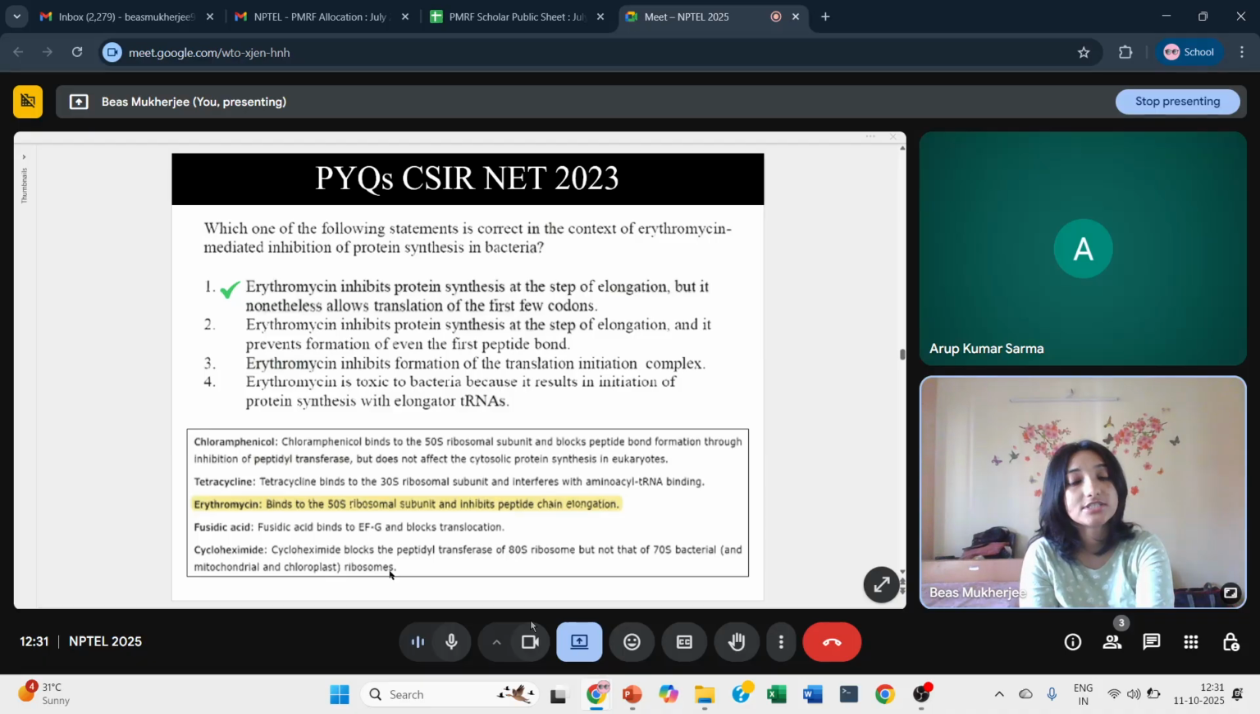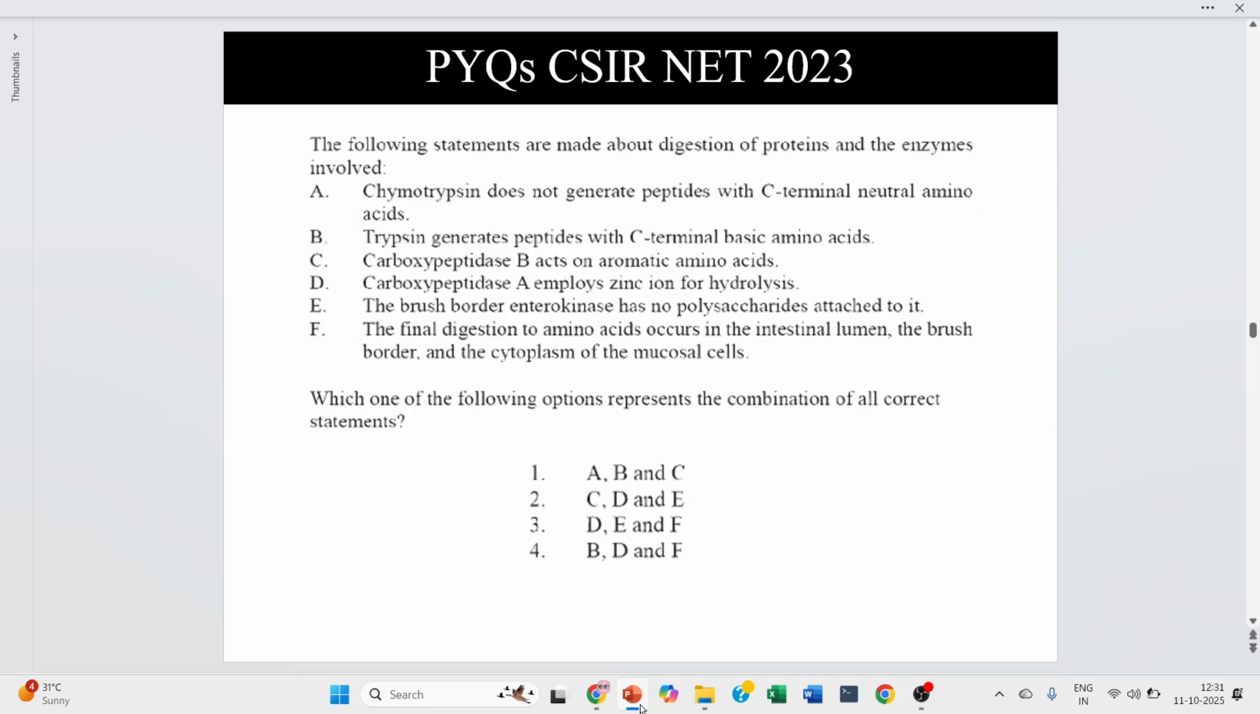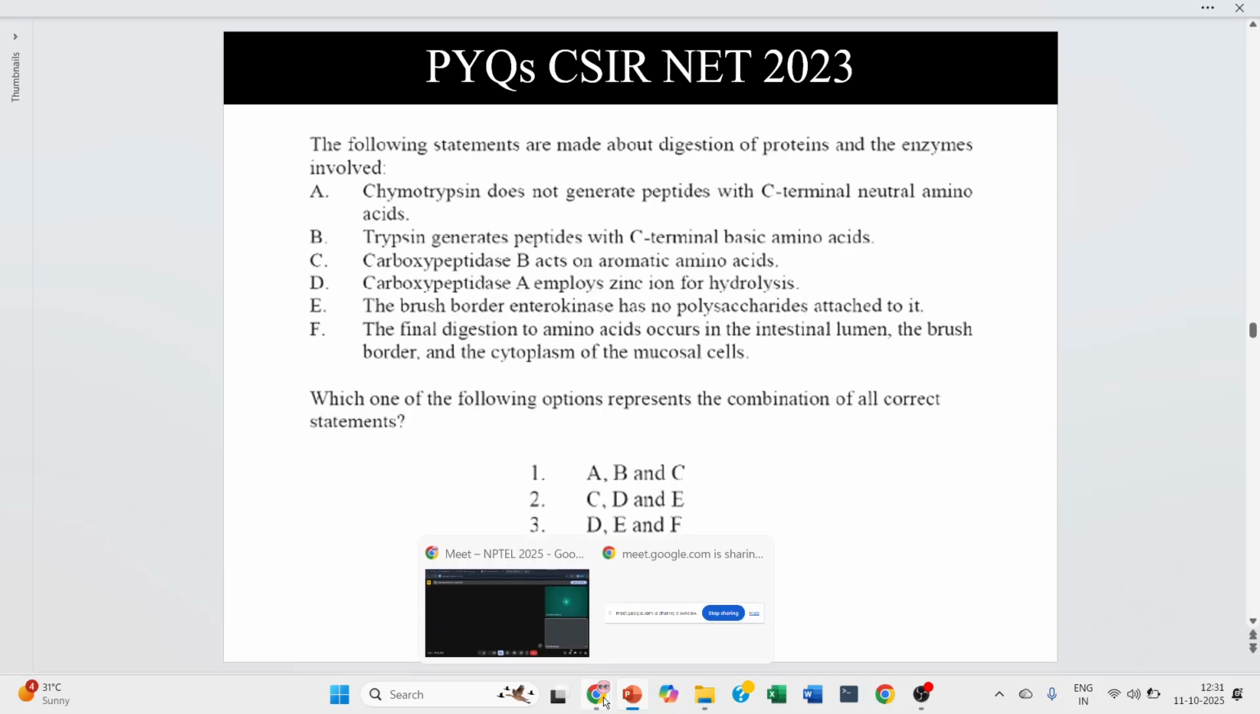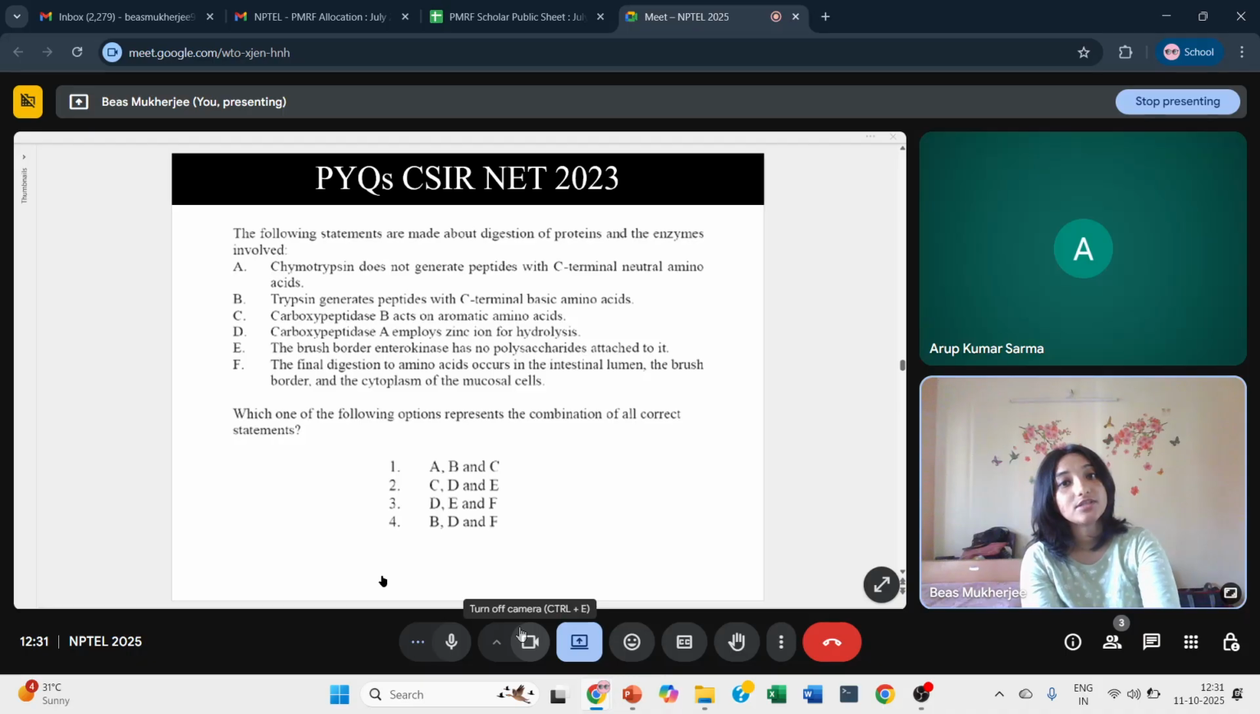Okay, so this is how you need to be very specific about what you're studying, how you're studying it, and how you're answering the questions. Okay, so we have the next question here. This is also from CSIR NET 2023.